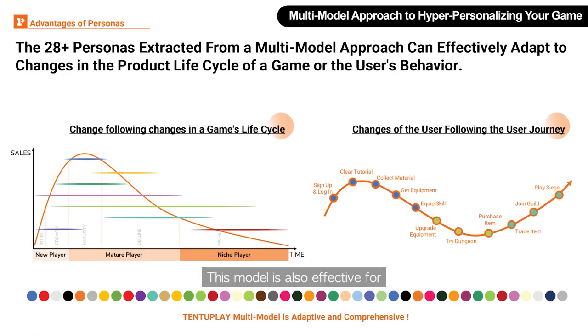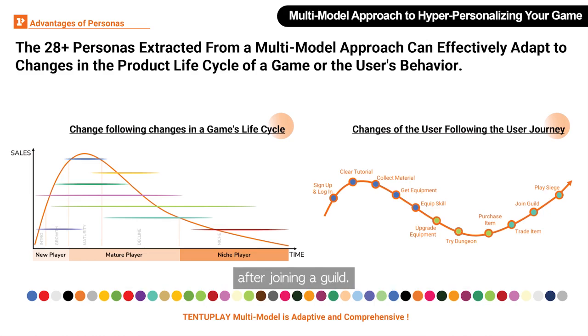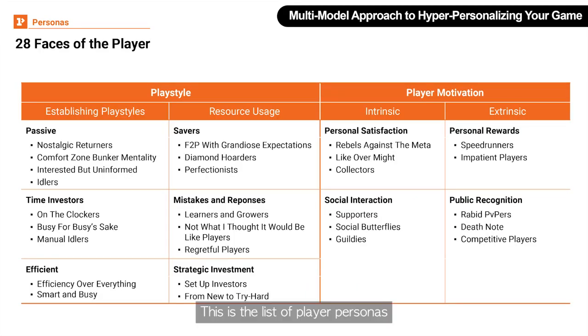This model is also effective for adapting to how users change within their user journey, such as adapting to a user who, early in the game, focuses on crafting equipment, but later on changes to become much more a social player after joining a guild. This is the list of player personas our multimodal derives.